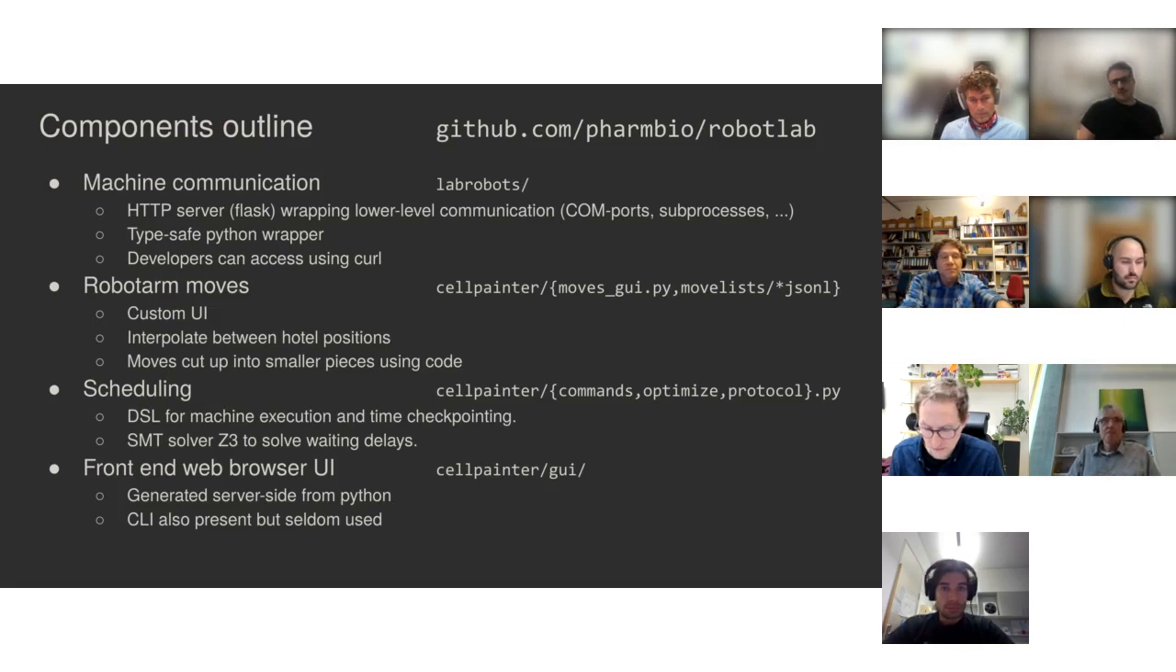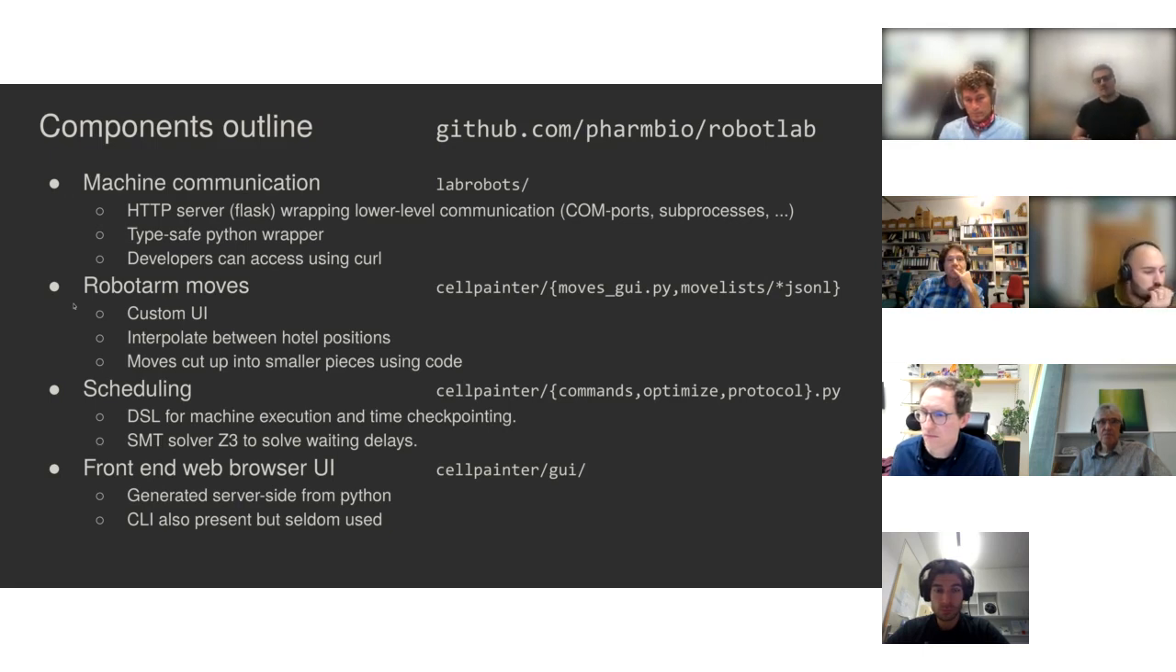So a bit more about the details of what components build these things. I'll go into them in more detail, but these are some things that you have to solve to build a system like this. So one is, of course, the machine communication. You have all these different machines that we need to synchronize. So we have a solution with web servers that we can communicate with, and then a type-safe Python wrapper.